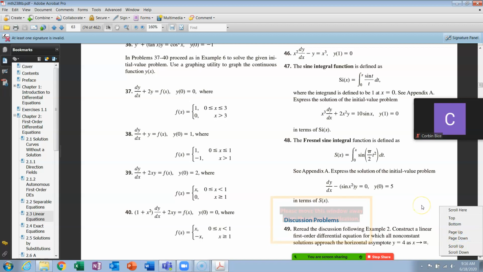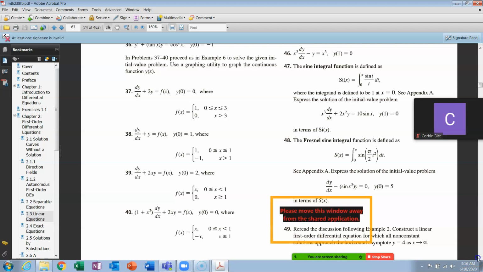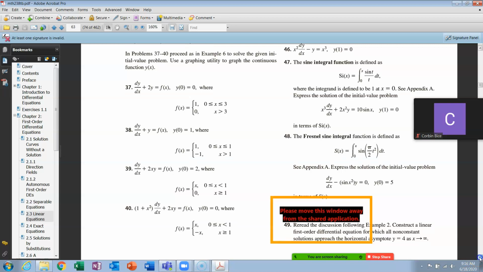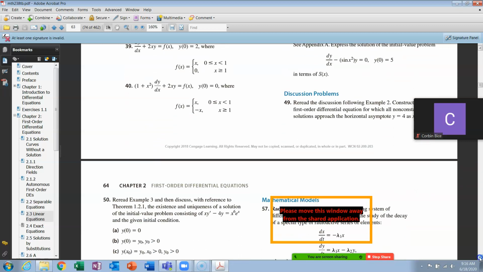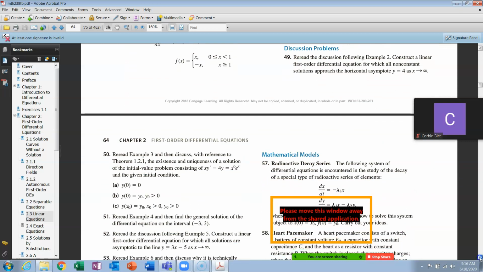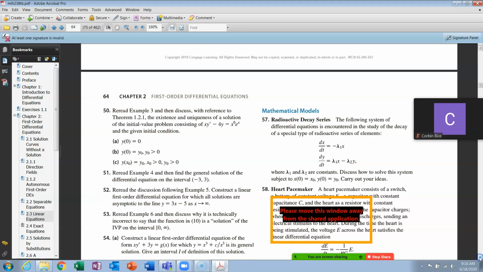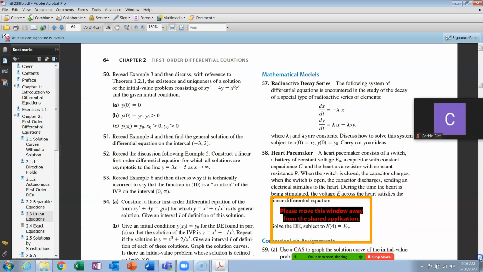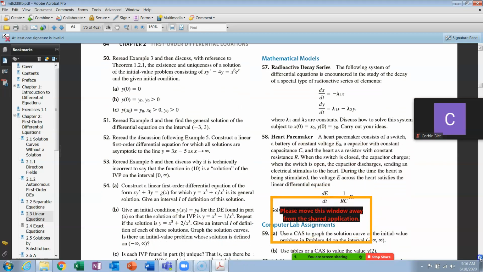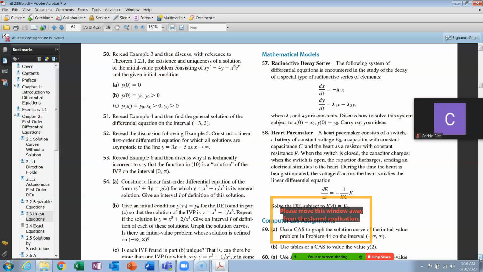Okay. The other issue here, everything else is discussion problems. Only if their answers are in the back of the book would I even consider doing much with them. Except, let's take a look. There's an application problem, on mathematical models. Radioactive decay, if you're interested in that, by all means go for it.